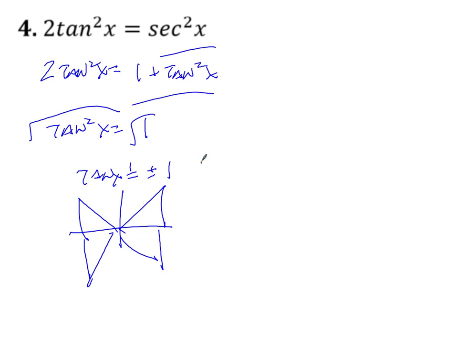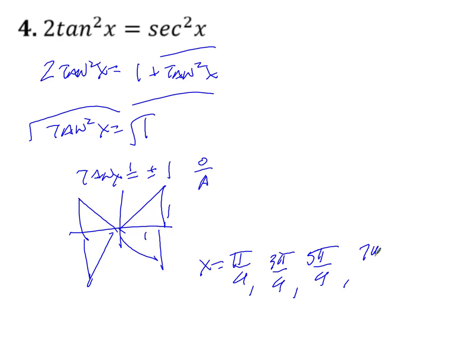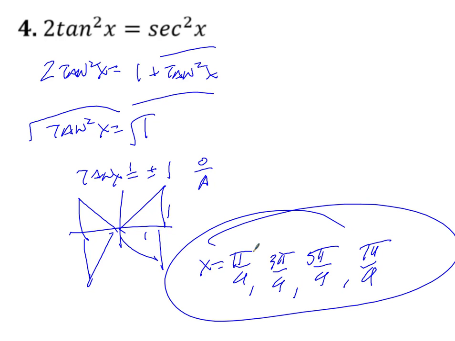Because we use special right triangles, it's opposite over adjacent, hence 1, 1. That means our answers are multiples of pi over 4: pi over 4, 3 pi over 4, 5 pi over 4, and 7 pi over 4. All right, so see what you can do on the worksheet, and I'll talk to y'all later.